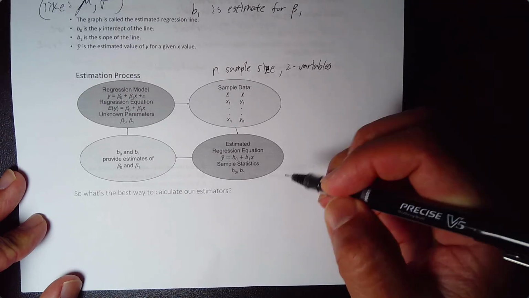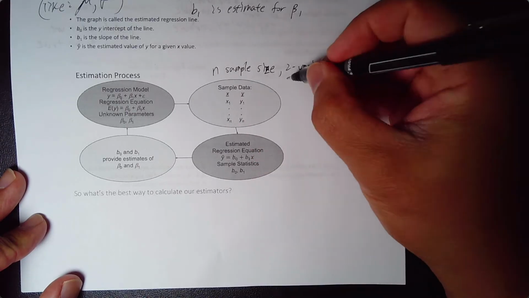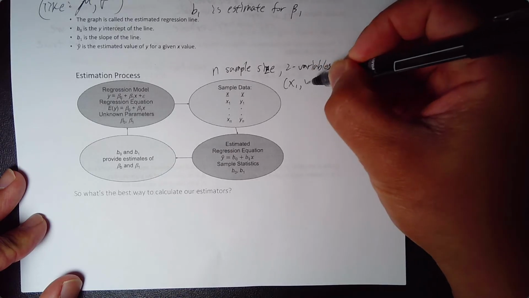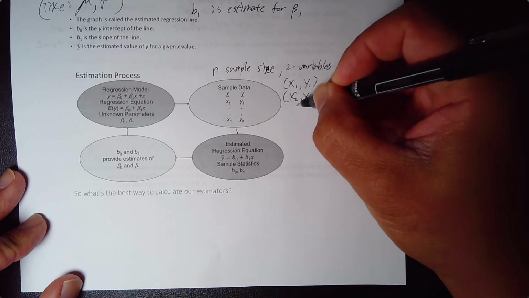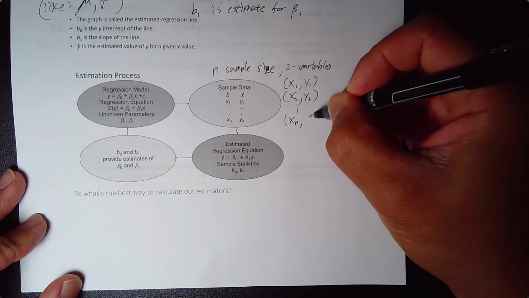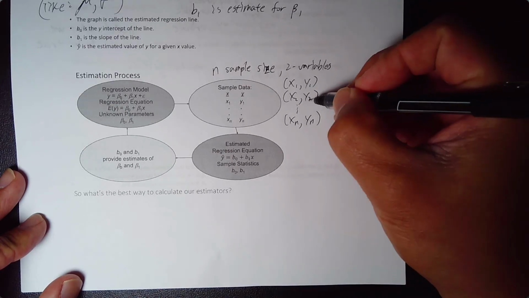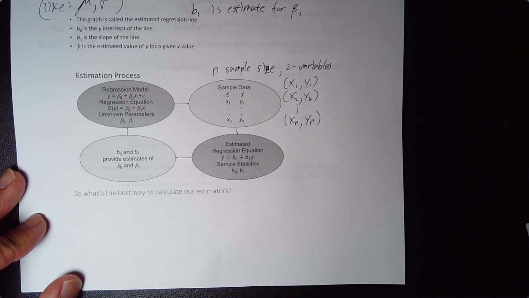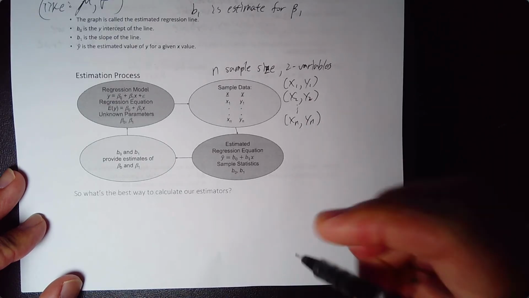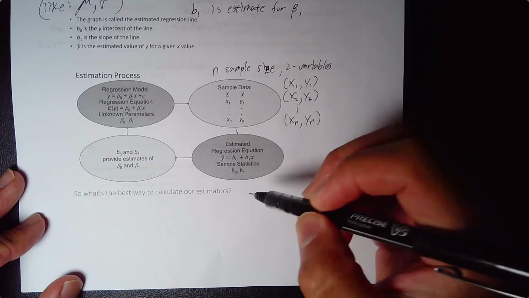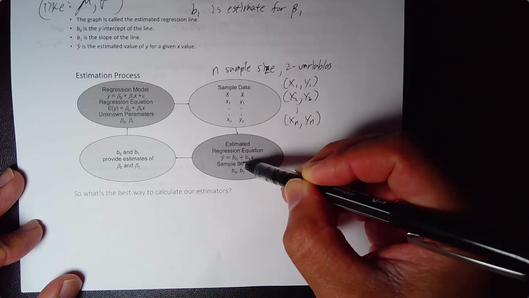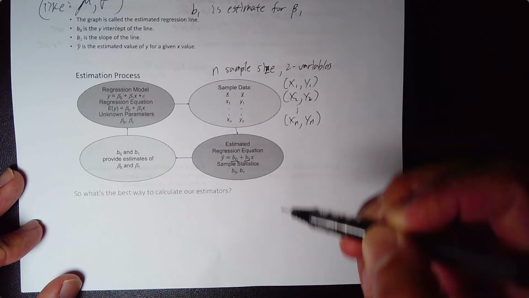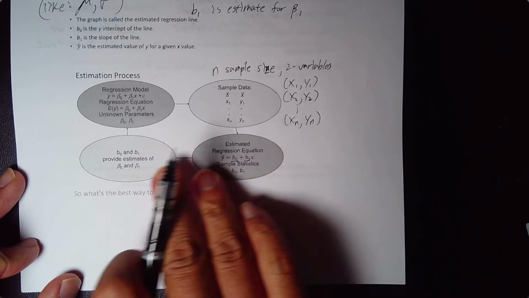Every pair, or we call them ordered pairs, x1, y1, and then x2, y2, and so on all the way down to xn, yn. Every observation has two variables in it. Then we will estimate our regression equation. We figure out the best way to estimate b0 and b1, and that will give us our estimate.